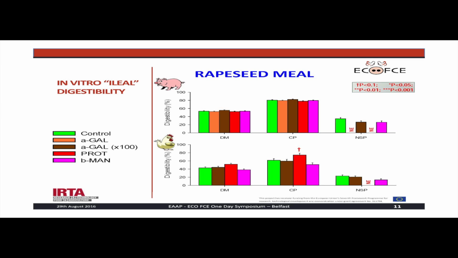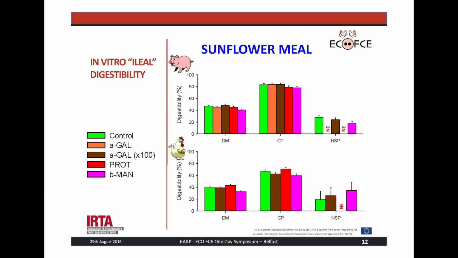For rapeseed meal, we did not observe any improvements in digestibility for the pig model, whereas for the poultry, we observed a tendency with the protease to improve crude protein digestibility. And for sunflower meal, we did not observe any effect of the enzymes for the pig approach, nor for the poultry. In this case, for sunflower and rapeseed, we also tested beta-mannanase, which we didn't have any positive effects.